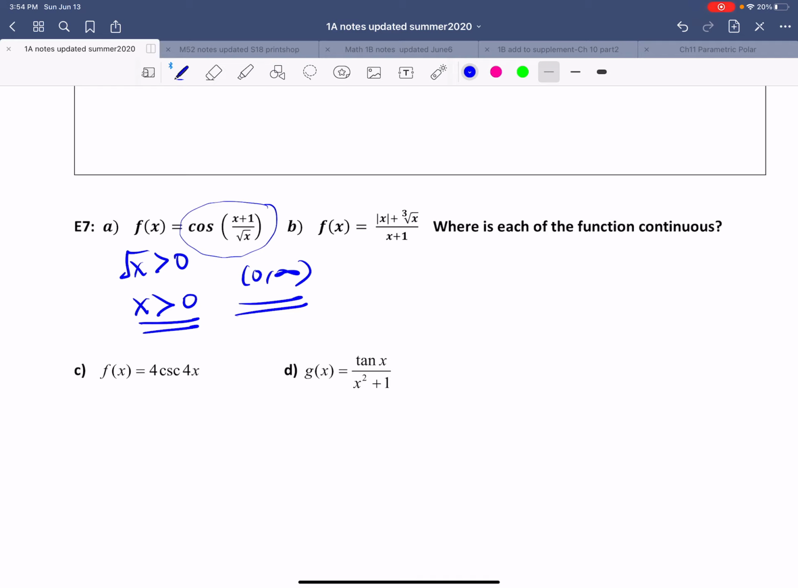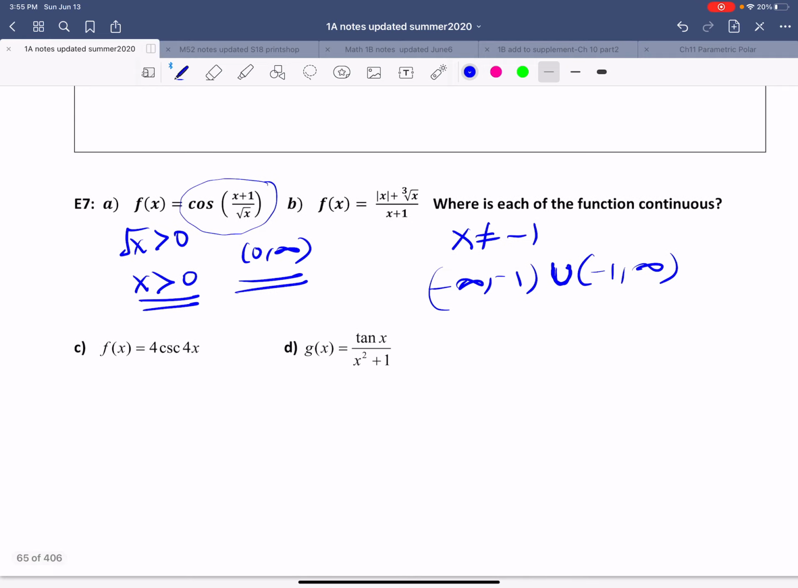For part B, we have absolute value of x. Absolute value of x is continuous everywhere. Cube root of x is continuous everywhere. The denominator has a little bit of an issue. We don't want x to equal negative 1, because if x is equal to negative 1, we are going to get in trouble. Our function becomes undefined. So negative infinity to negative 1, union negative 1 to infinity.